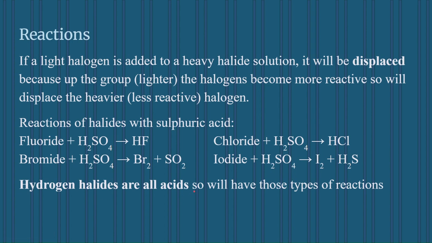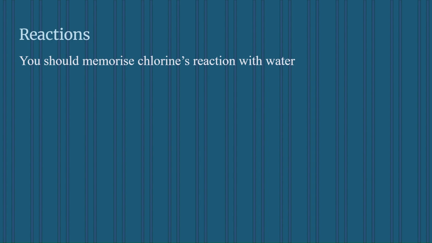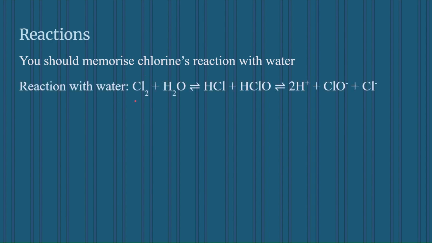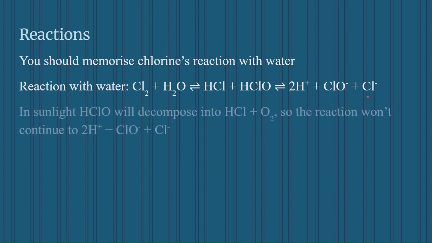And of course, hydrogen halides are all acids like HCl, hydrochloric acid, and they'll all have those acid reactions like with carbonate ions, etc. And you should memorize this one. You can figure it out, but this is nice and easy to memorize. So Cl2 plus H2O, that's reversible, creates HCl plus HClO, which can create further H+ plus ClO- plus Cl-. In sunlight, HClO will decompose into HCl plus O2, so the reaction won't continue, because this is decomposed.